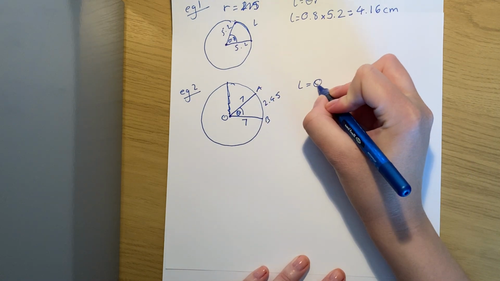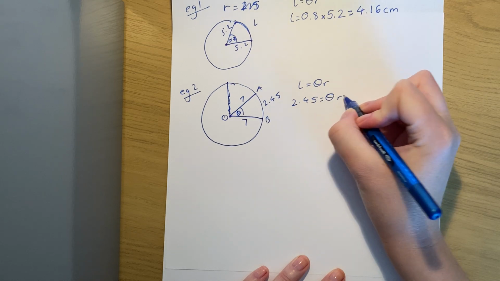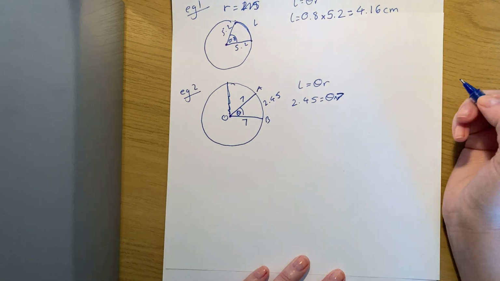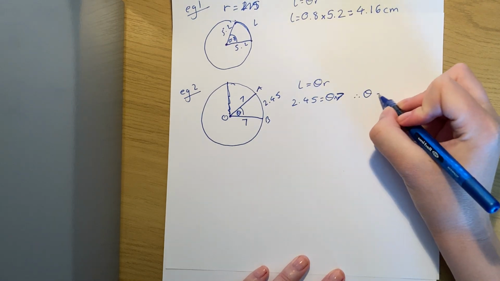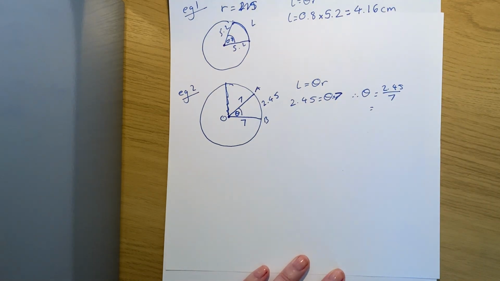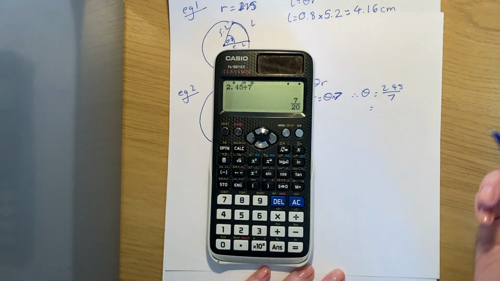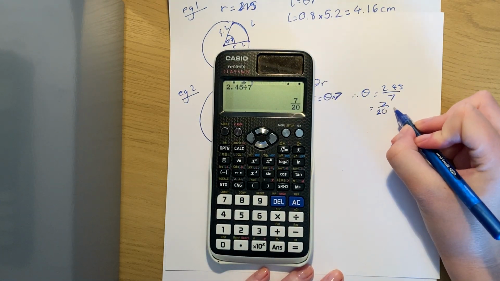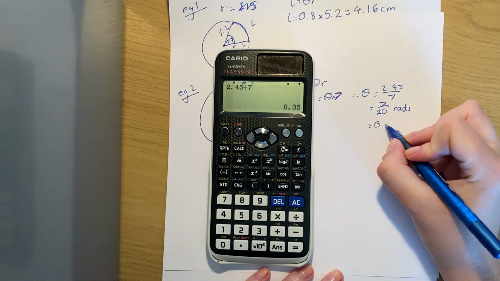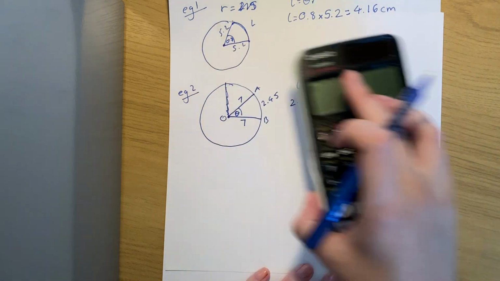So L equals theta R. So 2.45 is equal to theta times 7, so we know what R is. So therefore theta must be 2.45 over 7. So theta, now you can put 7/20 rads, or if you want it as a decimal, 0.35 radians.